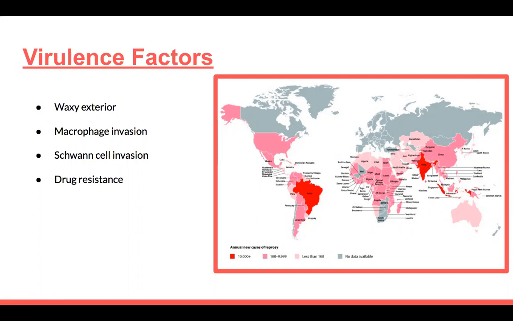The third one is Schwann cell invasion. The major target of the bacteria are Schwann cells. The optimal temperature of the bacteria corresponds to the temperature in the peripheral nerves. M. leprae gets access to the cell through the lymphatic system and blood vessels. The infection remains localized to the peripheral nervous system by rolling and binding to expose Schwann cells. And finally, drug resistance. M. leprae has many mechanisms of drug resistance to allow it to continue to survive.